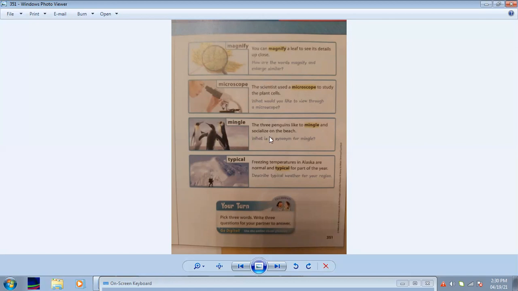Okay, mingle. Mingle means to mix things together, or it can also be a social gathering where people mix together and get to know each other. Here we have three penguins, kind of cool penguins hanging out on the beach, getting to know each other.